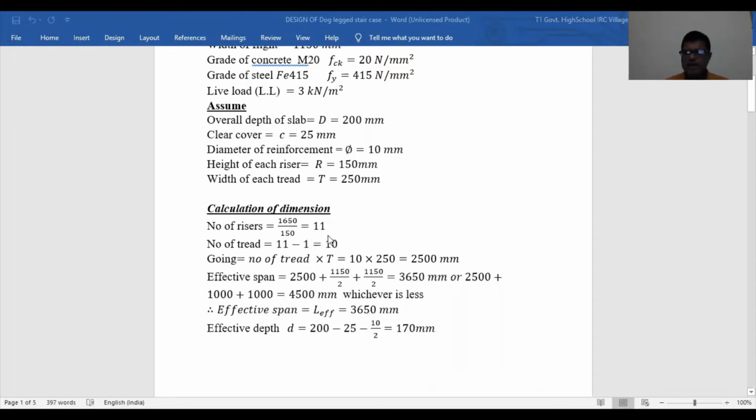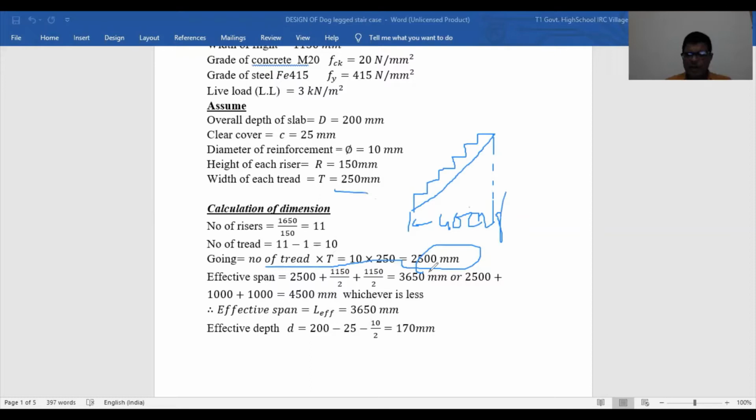Total risers is 11. So number of risers minus 1 will give the number of treads. If you multiply this number of treads with the width of the tread, then you will find the going. This horizontal distance is called the going. If you go this way, and add all these horizontal projections, this will be called the going. So going is equal to the number of treads multiplied by the tread width. The tread width is taken as 250, so it comes to 2500.